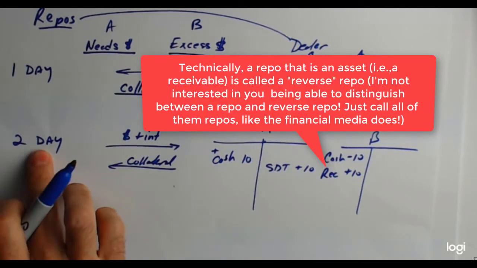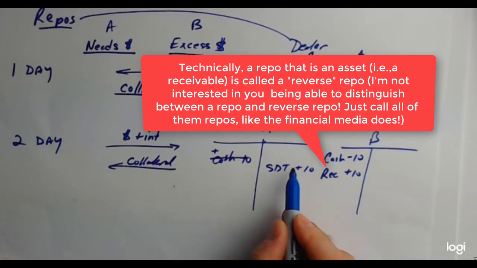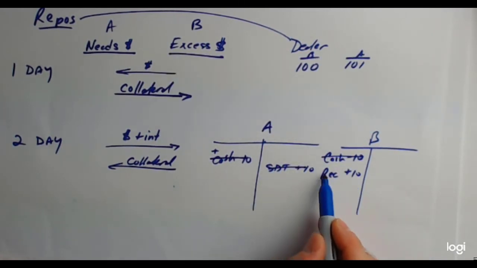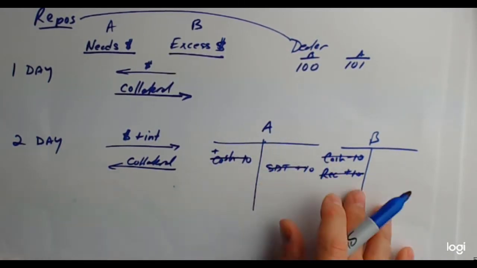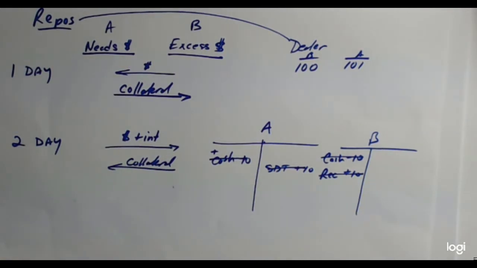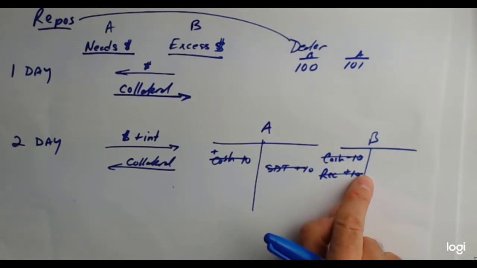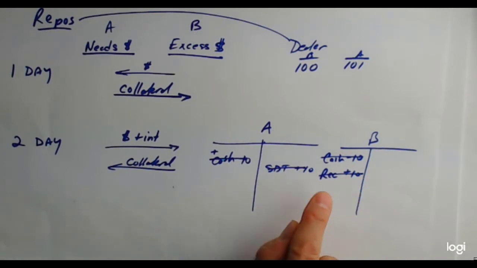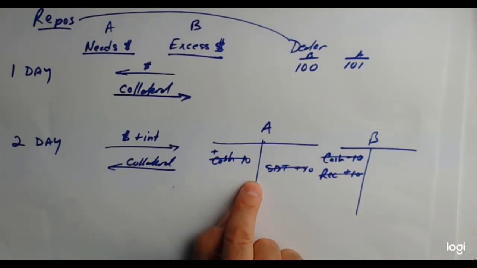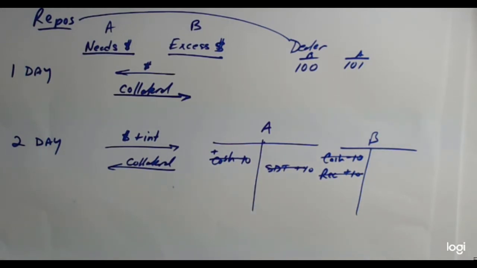Then when the second leg comes around, this disappears, this disappears, this disappears, this disappears. The balance sheets pretty much look like they did before we started the repo, except that there will be a little bit more cash on B's books because B earned some interest income, and then A will have a little less cash because they paid interest expense, and the income statements will reflect that also.